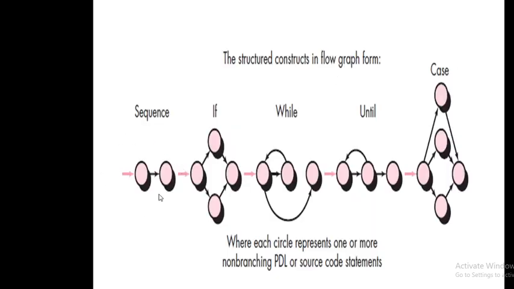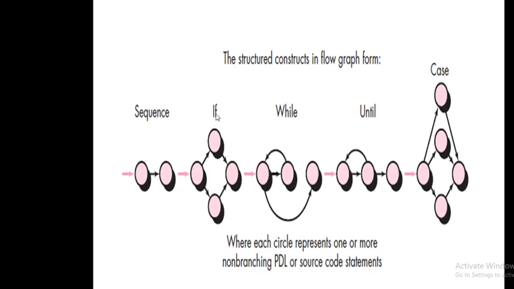As I already said, in the flow graph the statements are represented in the form of nodes. The circles are called nodes, and the relationship from one node to another node exists with the help of edges. The arrows are what we call edges. So a sequence is represented in this format in the flow graph.